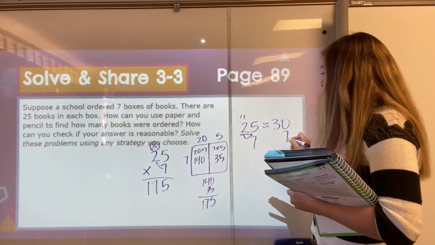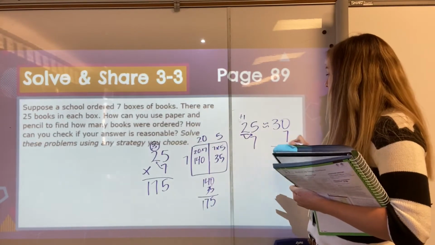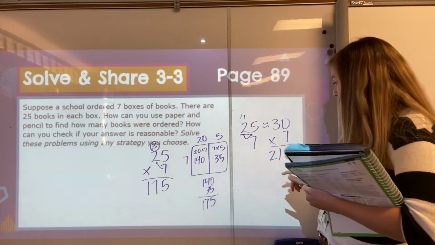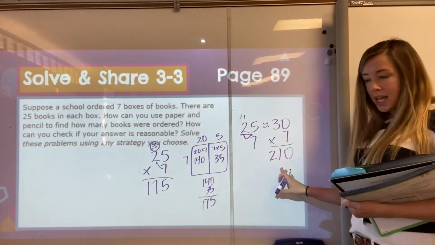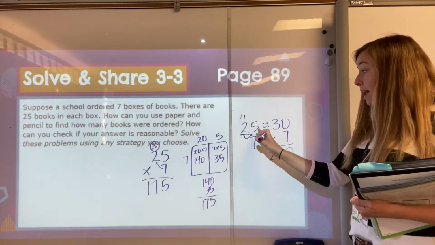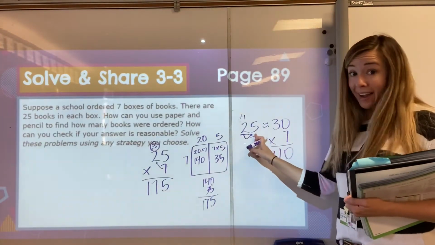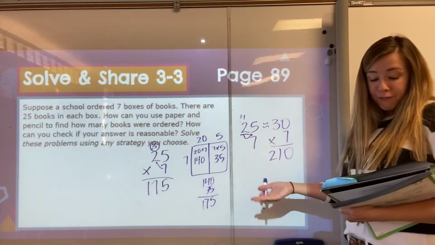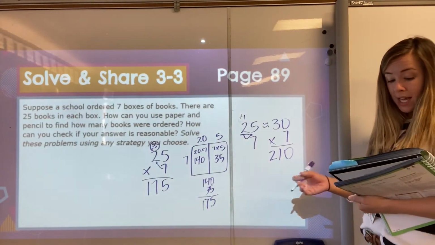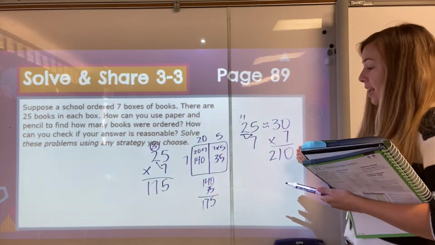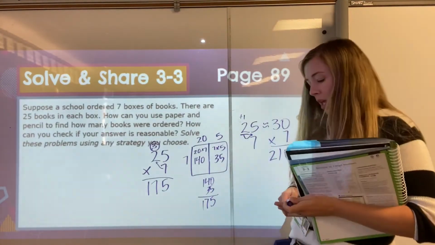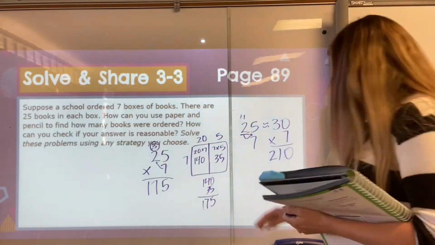So I can leave my 7 there, and then I can just multiply. So 3 times 7, I know that's 21, and if I add my 0 to it, 210. It would be an estimation because I rounded up the 5. So it's going to be quite a bit bigger than my actual answer, but they're fairly close, right? I know I overestimated. I know this answer is going to be a little bit bigger than what I got over here.